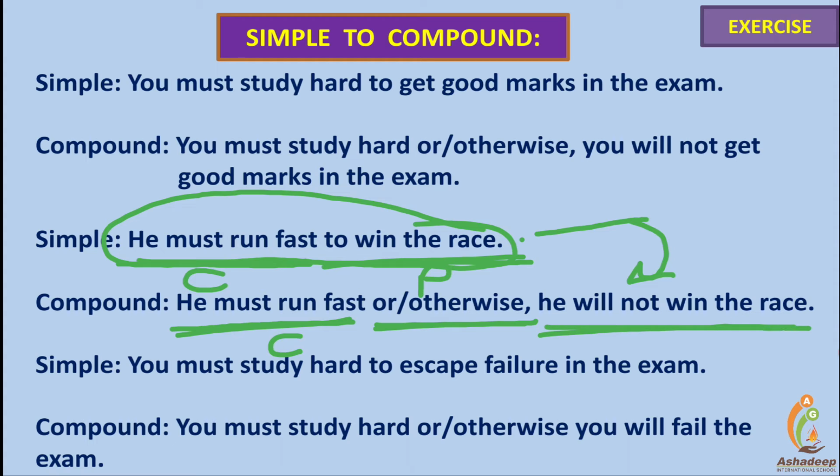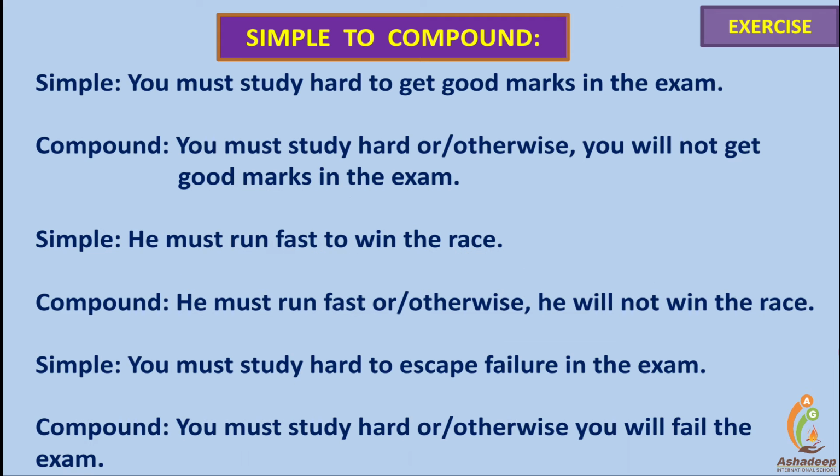What will be the result? He will not win the race. It's also a clause. Here you can see there are now two clauses. This phrase has been converted into a clause: to win the race. He will not win the race if he will not run fast. And or otherwise are the conjunctions used to connect these two independent clauses.